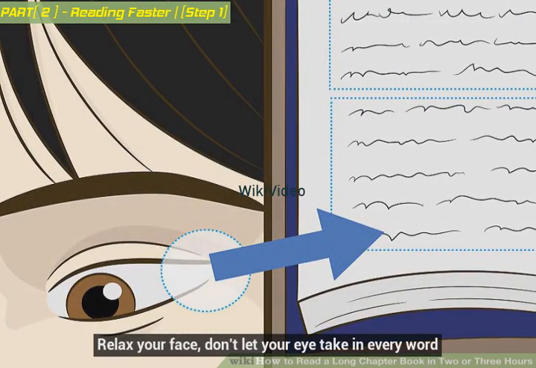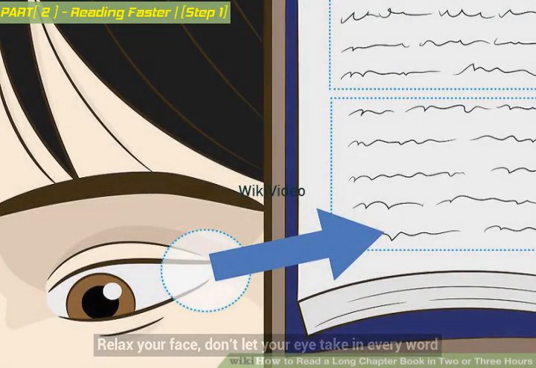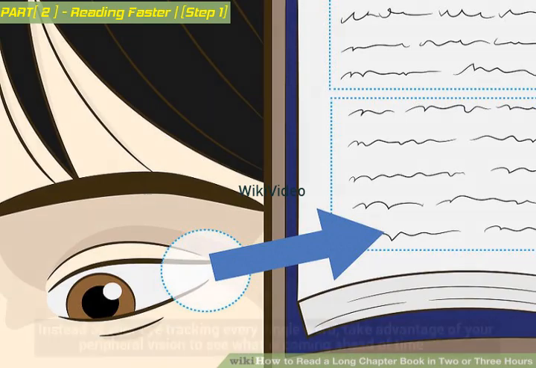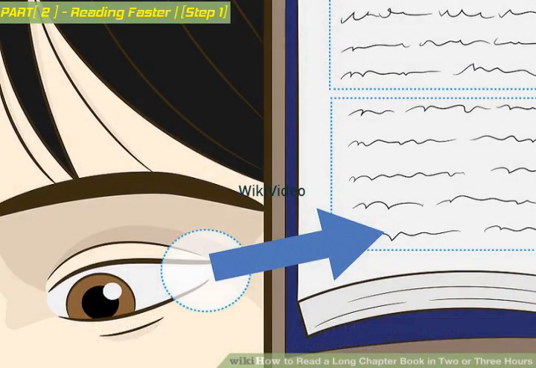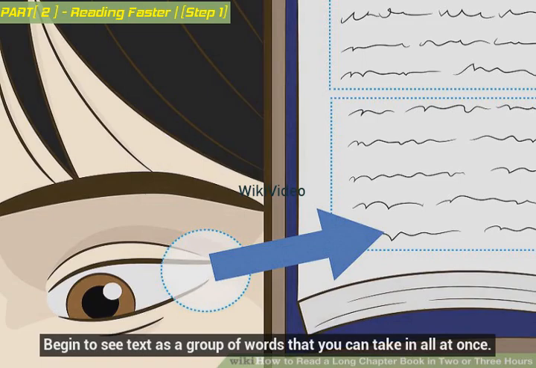Relax your face, don't let your eye take in every word. Instead of your eye tracking every single word, take advantage of your peripheral vision to see what is coming ahead of time. Begin to see text as a group of words that you can take in all at once.